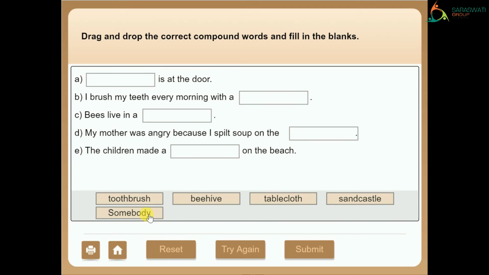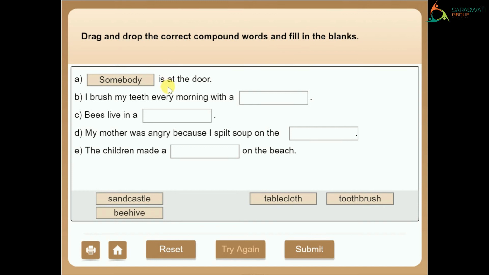Oh yes, let me just put it here and find out whether it is correct or not, because we can say somebody is at the door. That means somebody is standing at the door and they might be ringing the doorbell or they might be knocking at the door. So we have put it somebody.